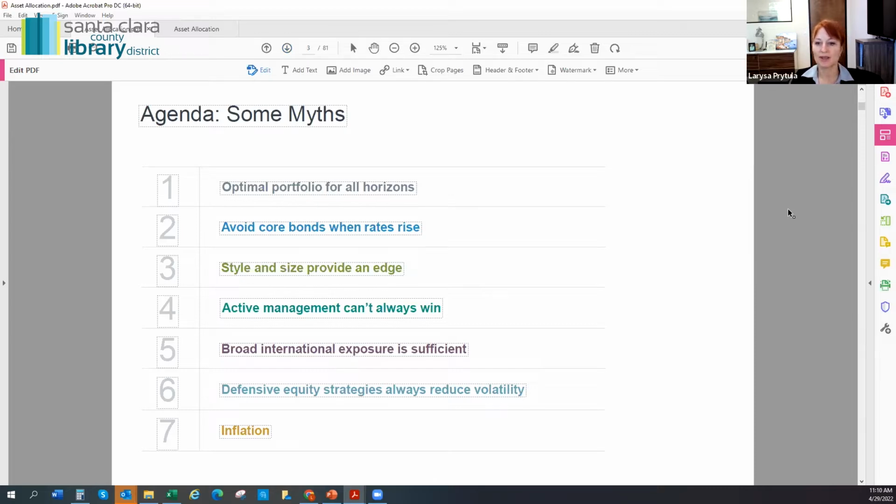10 years. Today, we'll talk about optimal portfolio for all time horizons. Myth of should we avoid core bonds if interest rates are rising, which is probably on everybody's mind, and style and size, and I'll explain what that means and does it give us edge or not. Active management, broad international exposure diversification, should we have the money there, and defensive equity or stock approach going forward.